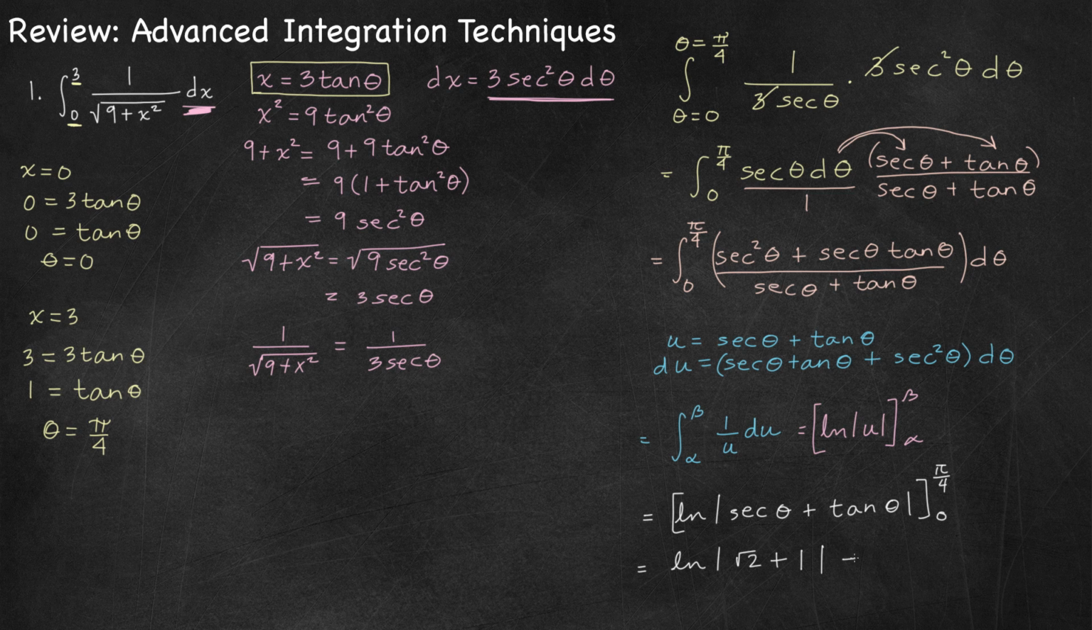And we want to subtract then. When we substitute in our 0, we're just going to get the natural log of the absolute value of the secant of 0, which is 1, plus the tangent of 0, which is 0. So that's the natural log of 1, and the natural log of 1 is 0, so that drops out. And our final answer is the natural log of square root of 2 plus 1.